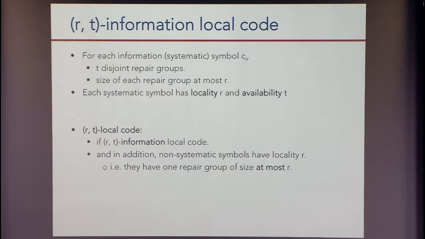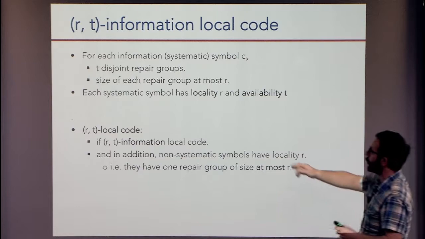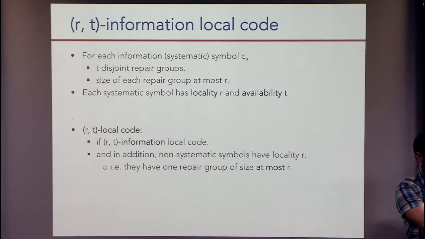So an (R, T) information local code has T disjoint repair groups for its symbol. You can also limit the size of the repair groups to be R. In fact, sometimes you don't even have to do that, because if you want many parallel groups, they have to be small just so they can be disjoint. What you used to call (R, T) availability is different from an (R, T) information local code.